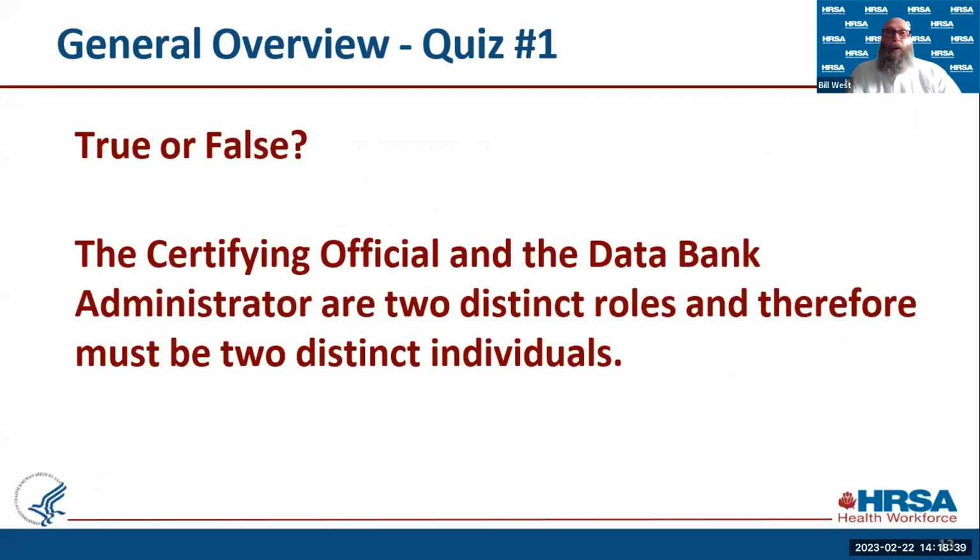Well, Sam, it looks like it's time for our first quiz. True or false: the certifying official and the administrator are two distinct roles and therefore must be two distinct individuals. True or false? Please take a minute to type your answers into the chat pod.